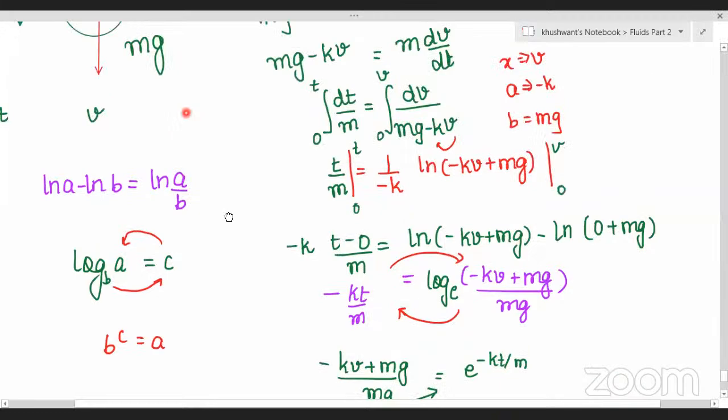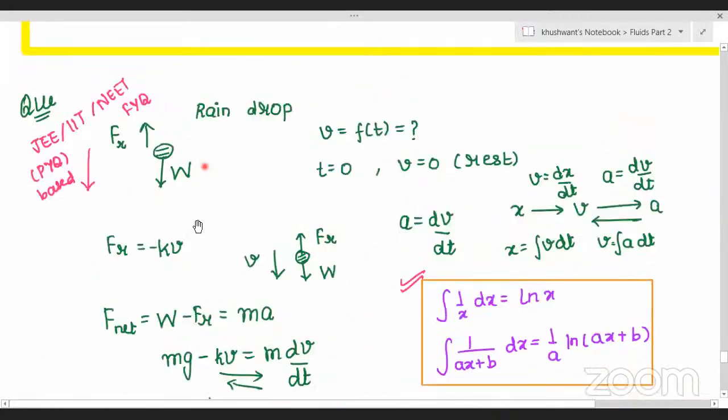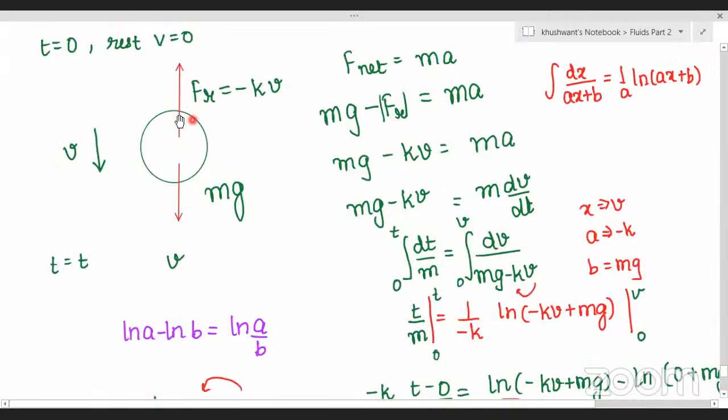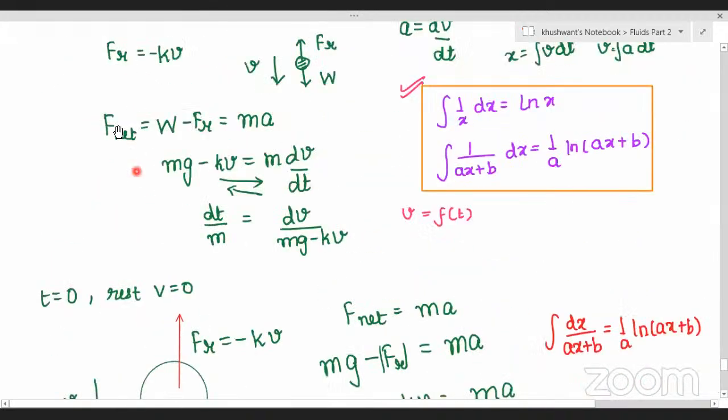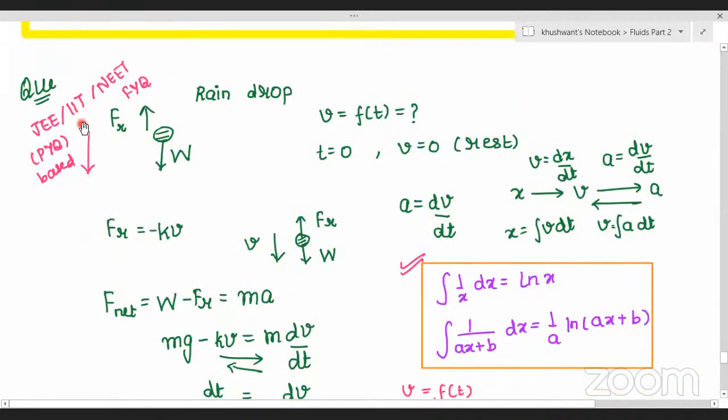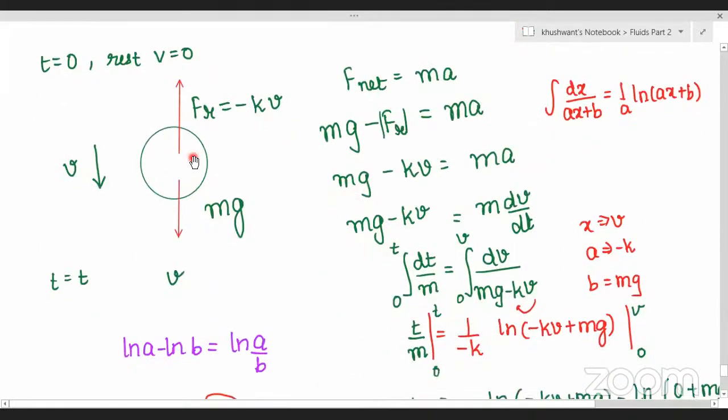Now see, what did we do at first? Let us quickly revise it. The question said that we have a raindrop and this raindrop is coming down. It has a mass m. This means the weight acting on it downwards is mg. Resistive force is acting on this raindrop in the upward direction. This is a question from previous year JEE as well as IIT, and you can expect this in the coming year NEET paper also. The question says that you need to calculate how the velocity is varying with time.